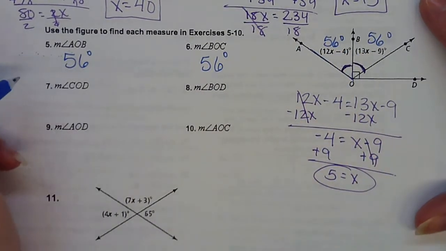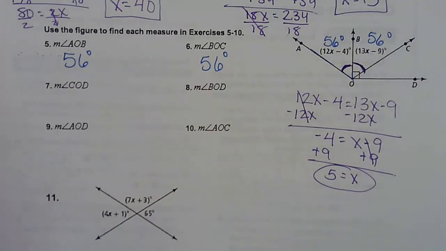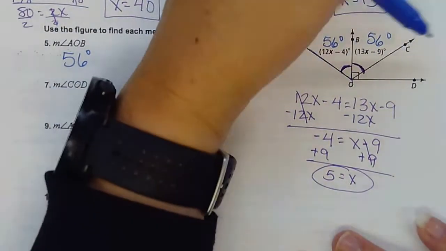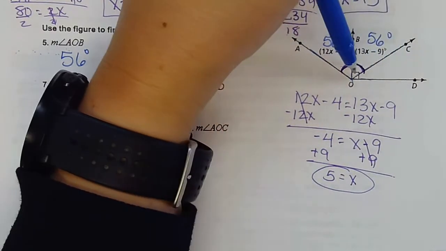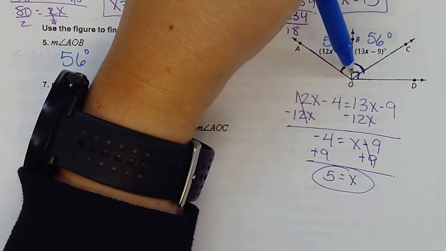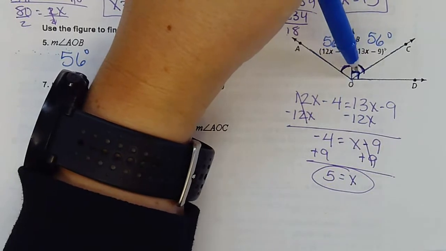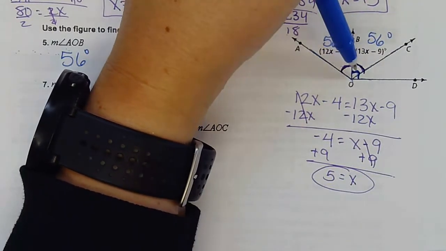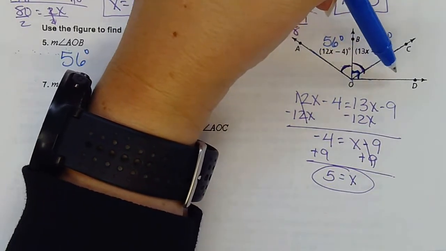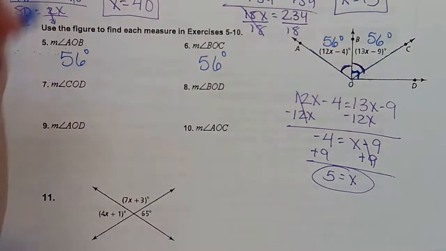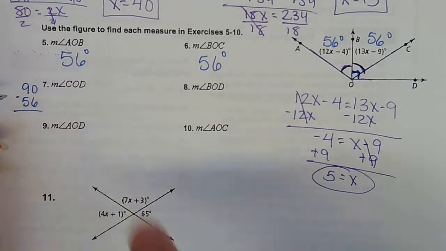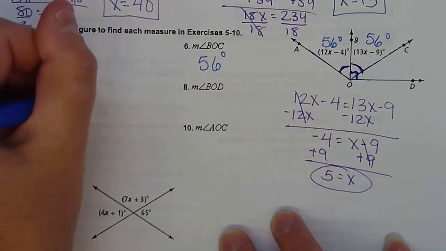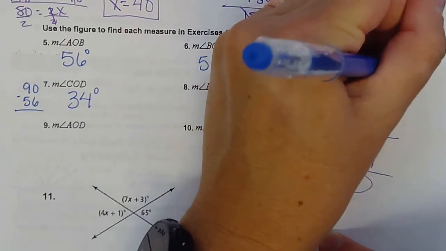For number 7, it wants the measure of angle COD. It's always fun when the angles spell a name, a word. This is angle COD right here. It's part of this 90-degree angle. The 90-degree angle has the 56 and this angle COD in it. So to find the measure of angle COD, you're going to do 90 minus that 56, and you get 34 degrees. So this is 34.